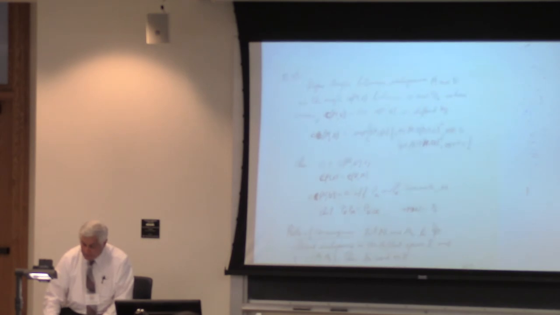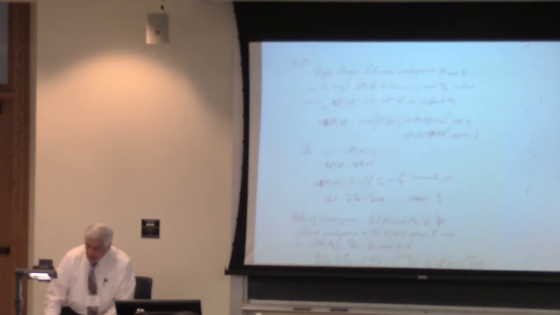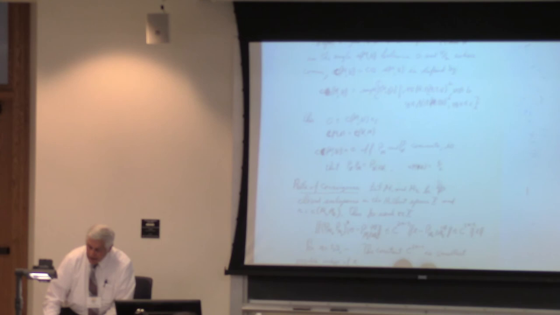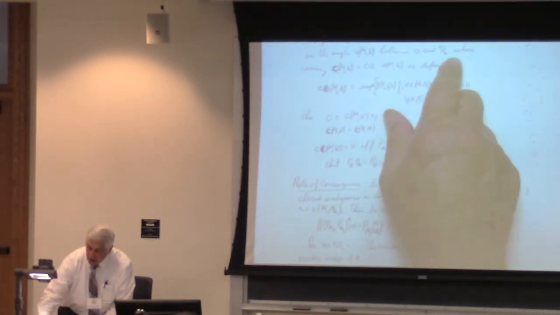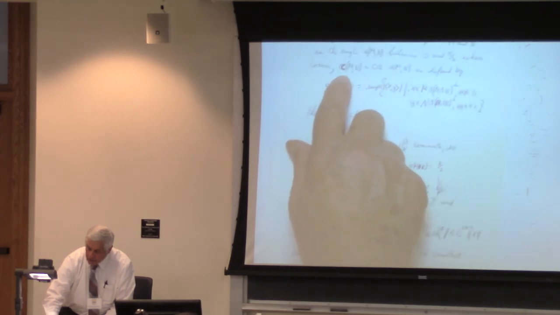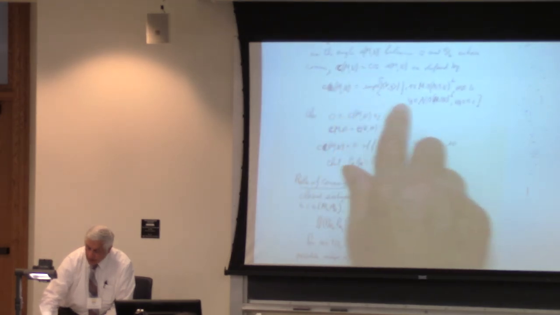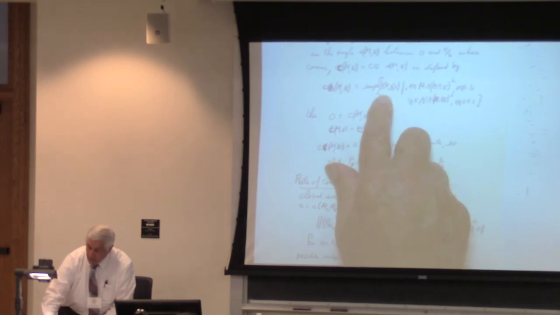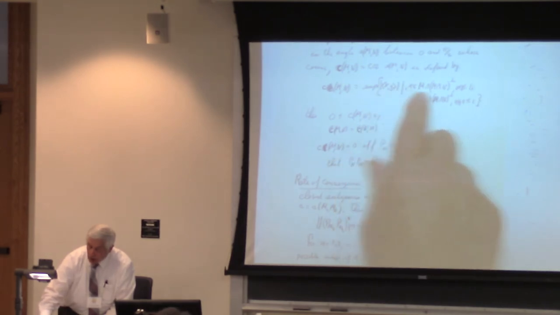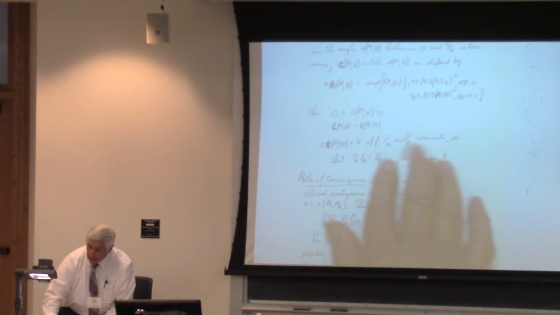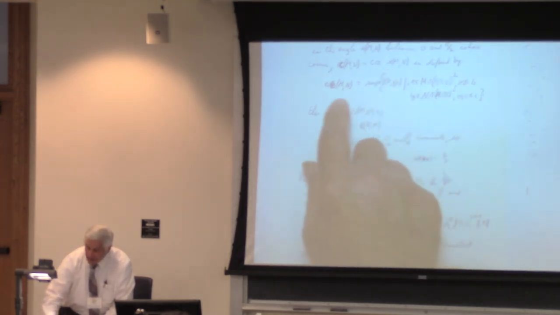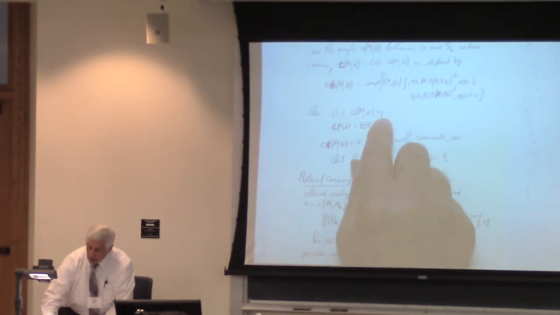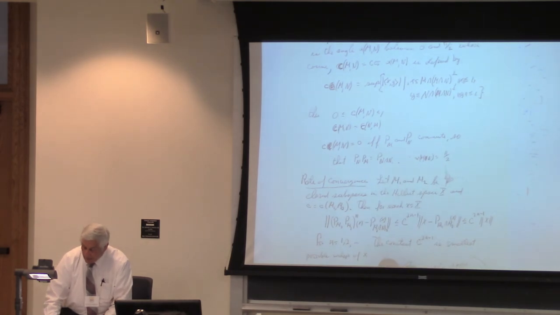Here's the definition. The angle between subspaces M and N is the angle alpha between 0 and pi over 2, whose cosine is equal to this quantity right here, the supremum of the absolute value of the inner product over certain regions. So the angle between subspaces is really the arc cosine of this term right here. This thing is between 0 and 1.